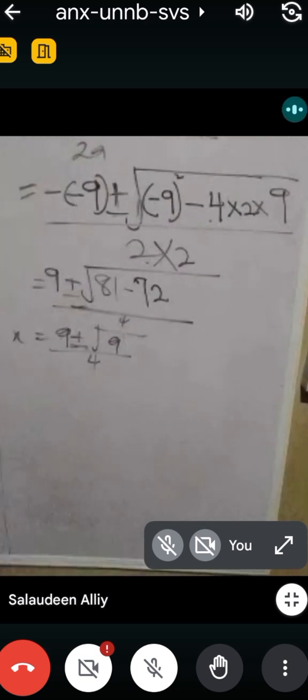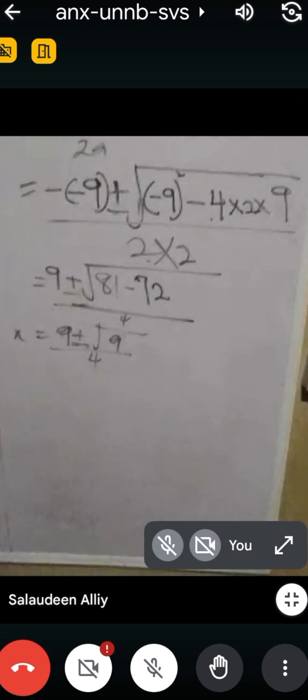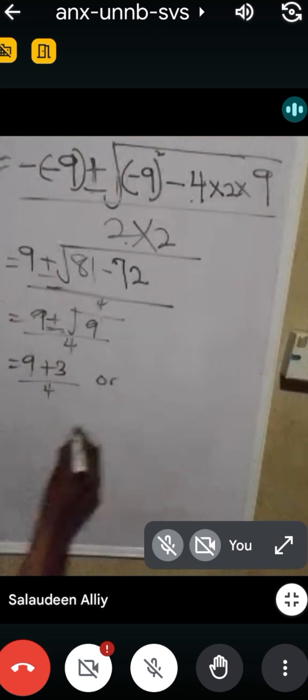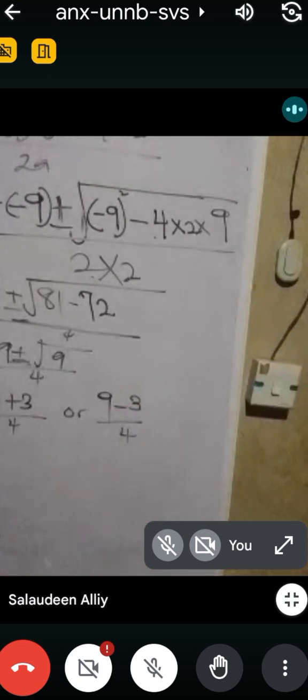I left it in here too. So that's 9 plus or minus square root of 9. That's 9 plus, I'm using plus first, 9 plus square root of 9, 3 over 4. Or 9, the plus or minus, so 9 minus square root of 9, 3 over 4.